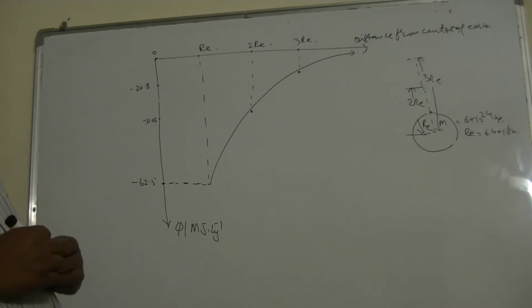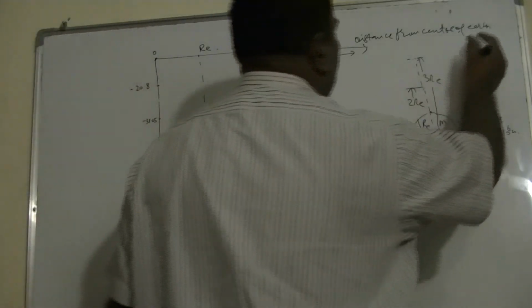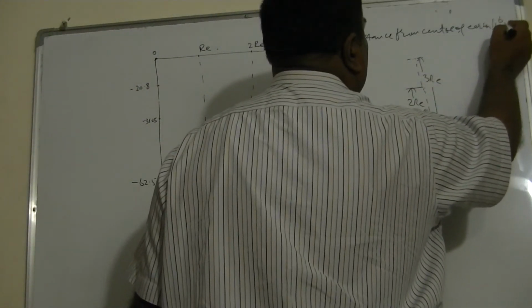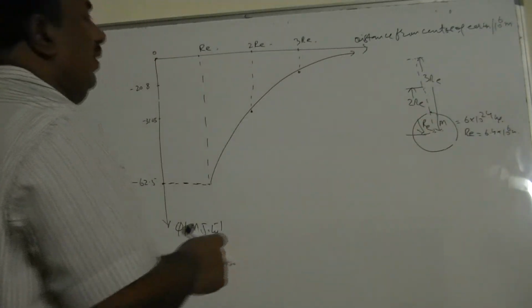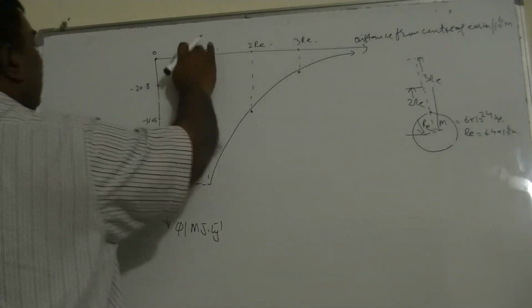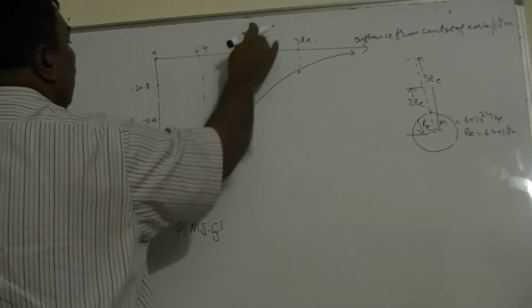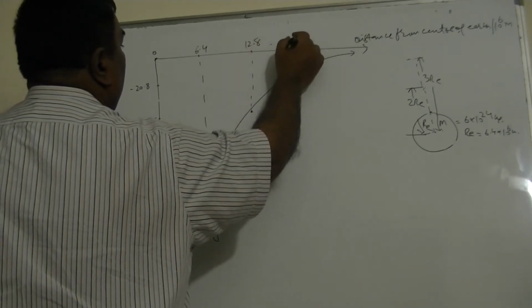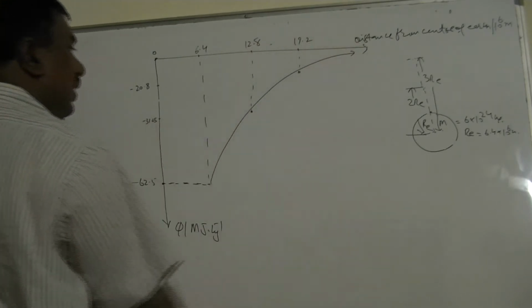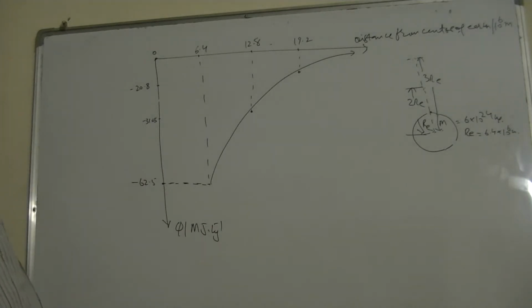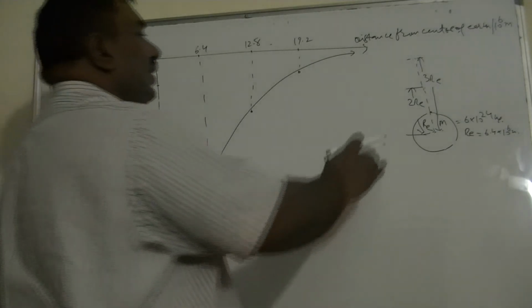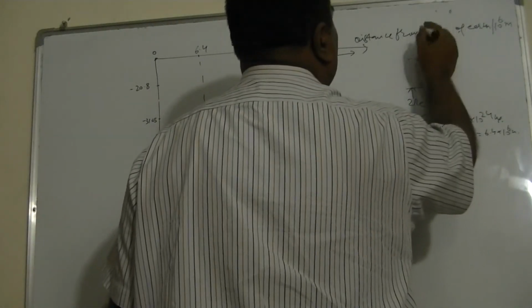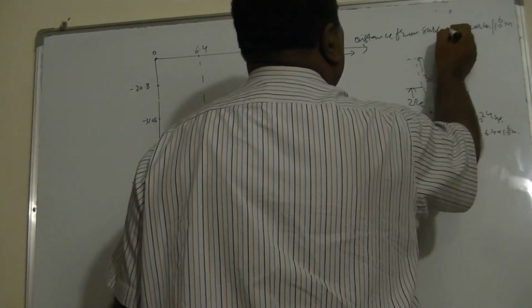Sometimes we have the exact values. I can say distance from center of Earth, and I can mark it 10 power 6 meters, because the radius is 6.4 into 10 power 6. And then I will write this as 6.4, this as 12.8, and this will be then 19.2. This is also okay. Sometimes examiners say the distance is not from the center of Earth, but distance from the surface of Earth.